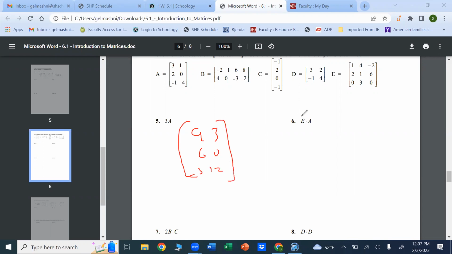Okay. Multiplications, yeah, good. Because that's a 3 by 3. Wait, no, that would work. Yeah, that would work. So E is a 3 by 3, right? And A is a 3 by 2. Yeah, because rows, right? Rows are horizontal.